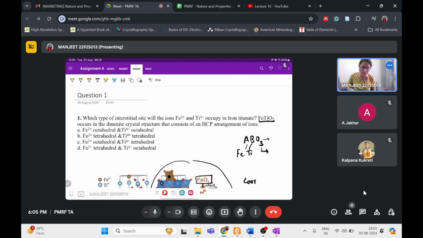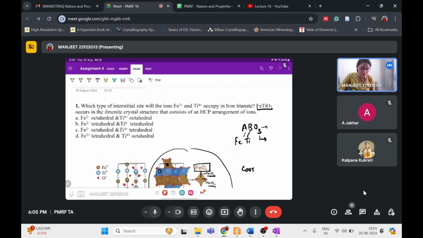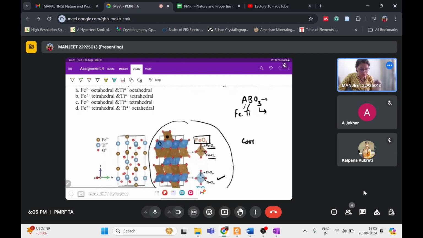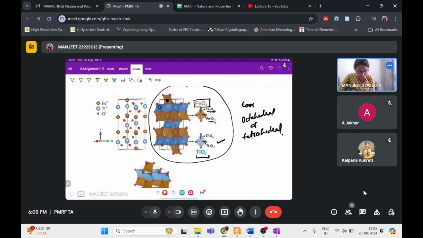Now if you rotate the structure, because here we have to find out what kind of interstitial site Fe2+ and Ti4+ will sit in in this FeTiO3. Which kind of position are they occupying, whether it is octahedral or tetrahedral? We have to see from the crystal structure. You can see that Fe and titanium both are bonded with the oxygen anions.